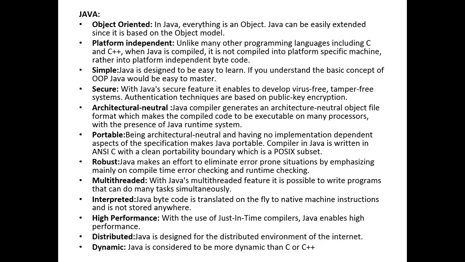Because of object-oriented, there are some characteristics. Languages like C++ and Java are object-oriented languages which have some specific characteristics. We will see what the object-oriented characteristics are. Now, it's platform independent. This is the main feature of Java. What is platform independent?